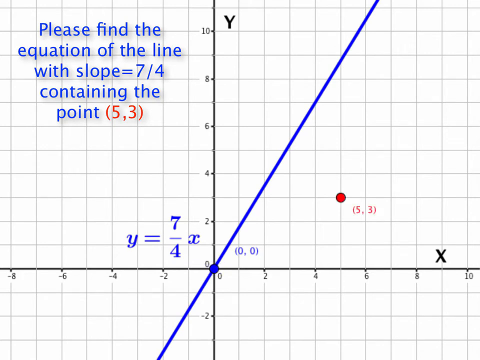And I think the easiest way to make that happen is to take our original graph and shift it to the right 5 units and up 3 units. And I'm sure you know how to do that, and feel free to anticipate.